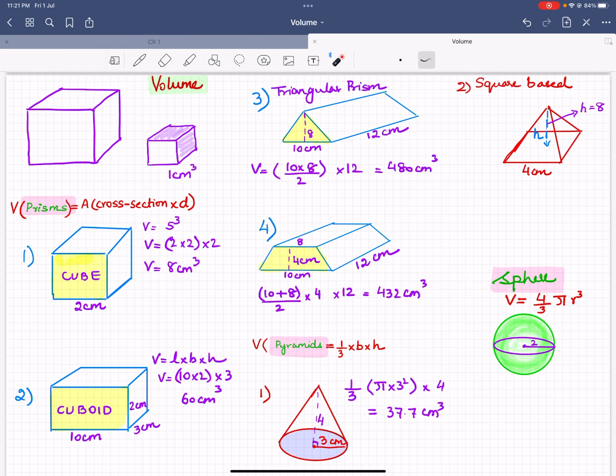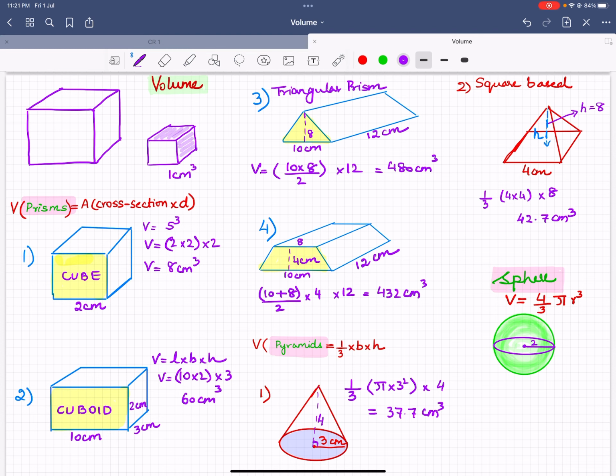Moving on to the next question, we have a square-based pyramid. A square-based pyramid means I have my base as a square, and then it has 4 triangular sides which end up into a point on top. So once again, volume of pyramid is 1/3 of base area times height. So base is a square, so 1/3 of the area of the base, which is 4 times 4, and multiplied by the height, which is 8, we get 42.7 cubic centimeter as the volume.